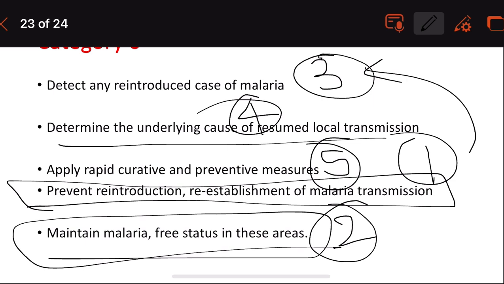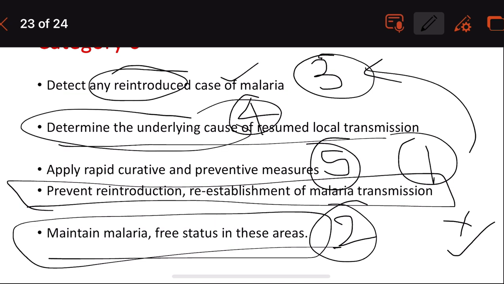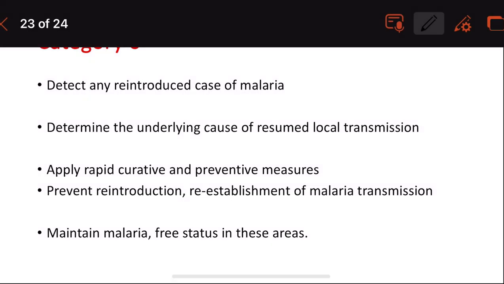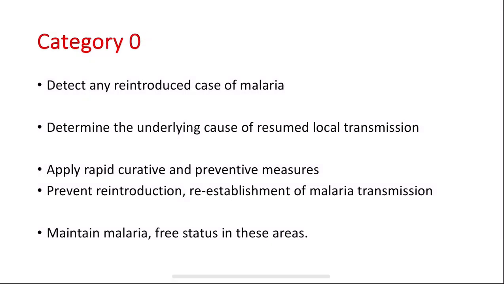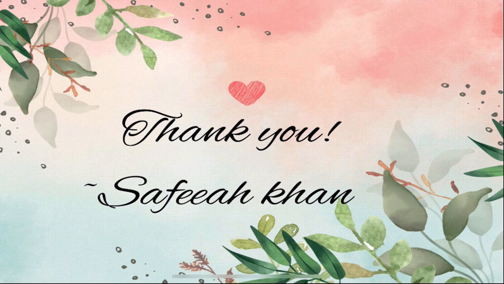What is it? We need to prevent the transmission, maintain the malaria free area. Okay. If in case the reintroduction of malaria occurs, we need to determine the underlying cause and give the rapid curative treatment and also provide the preventive measures. Okay, this was about the category 0.